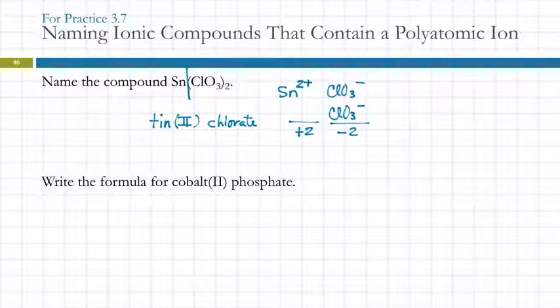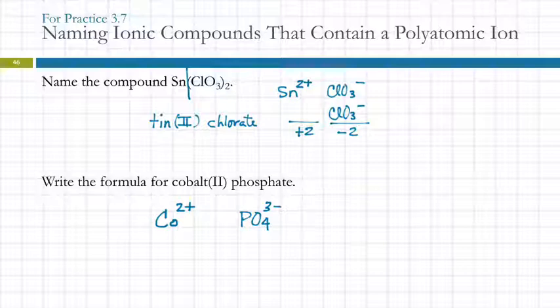Any questions? Writing a formula. Cobalt 2 phosphate. Same pattern. Write the ions with their charges first. So cobalt 2. Cobalt is capital C, lowercase o. And the Roman numeral 2 tells me that's the charge. It's not how many. Phosphate is PO4 3- because you memorize what it is.